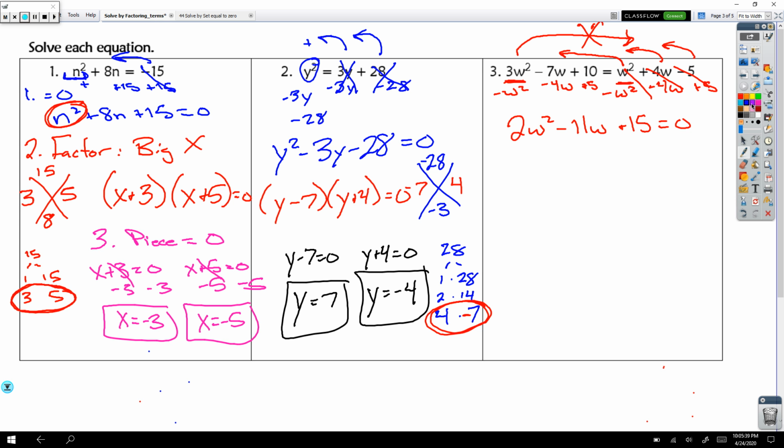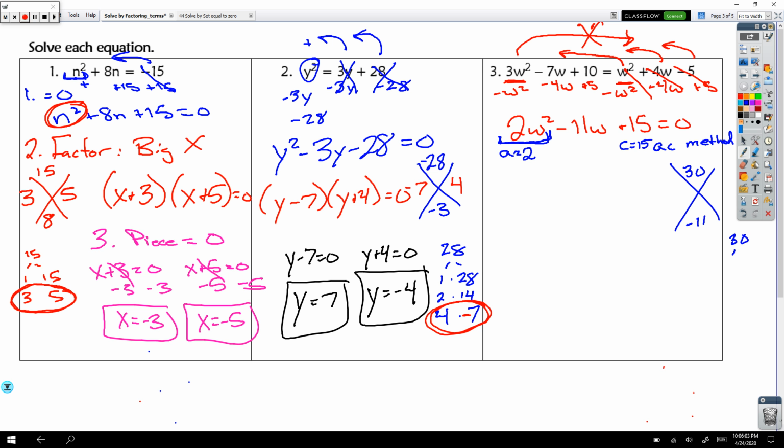Now, to do the factoring, I noticed that the squared term is not by itself. So we're going to have to do the AC method. So here's A, here's C. So on top, A times C is 30. Those factors need to add up to negative 11.